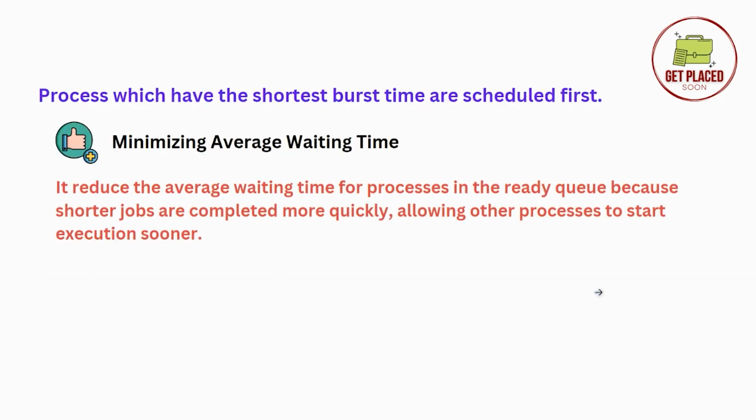When I say the shortest burst time is scheduled first, one of the advantages is minimizing average waiting time. In the ready queue, because shortest jobs are completed more quickly, the time the other processes are waiting will be reduced, allowing the other processes to start sooner. So when you calculate the average waiting time, it will be less when compared to other scheduling algorithms.